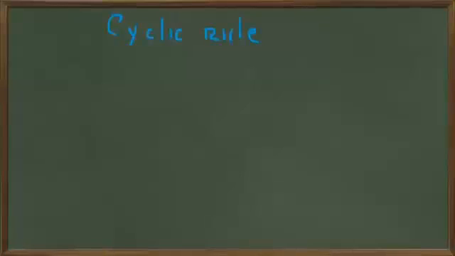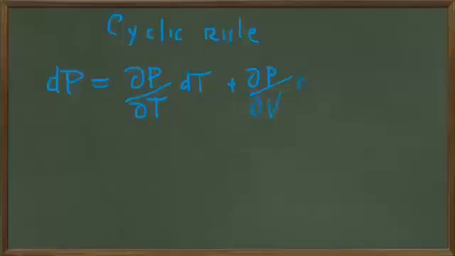In this video, we're going to derive what's called the cyclic rule, which is a relationship between three partial derivatives when we have partial x, partial y, and partial z. Then we're going to apply that to the pressure total differential that we developed earlier. dP is partial P partial T times dT plus partial P partial V dV.